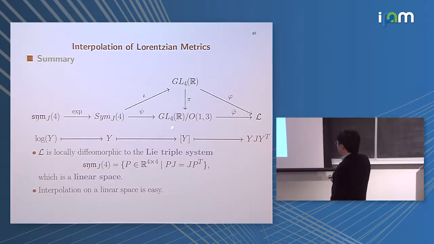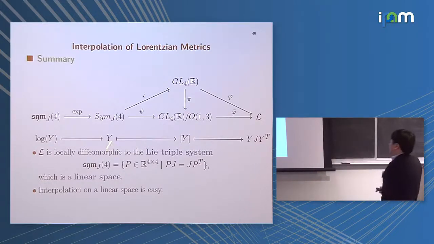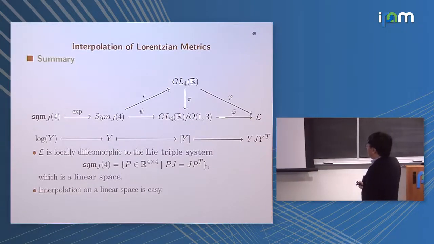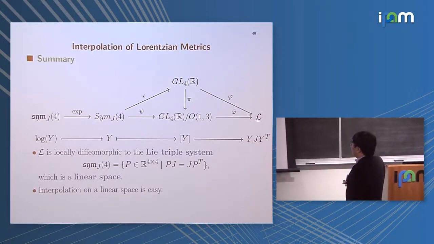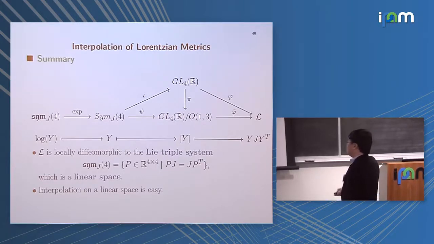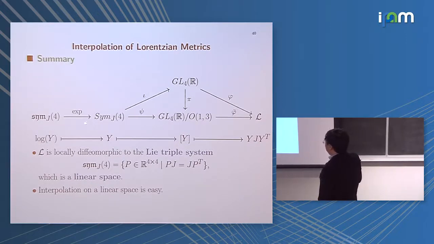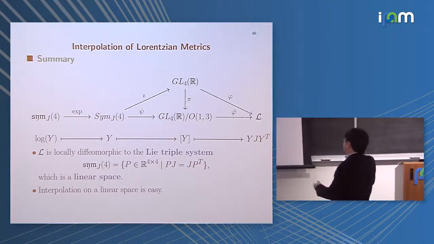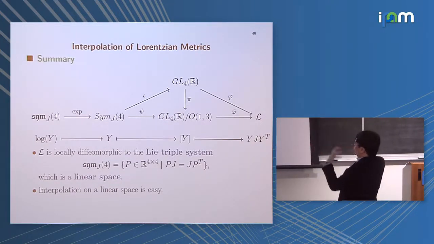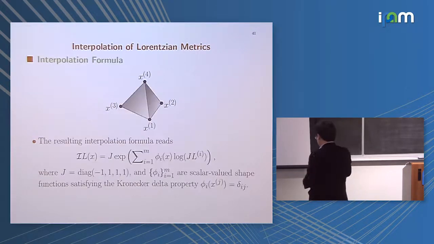Which in turn is associated with this equivalence class of matrices in the quotient space, and that's related to a specific Lorentzian metric. So you just have to check that all these maps are local diffeomorphisms, and when you do that, you have a local diffeomorphism between the Lie triple system and the Lorentzian metrics. Then you take all the data in the Lorentzian metrics, pull it back to the Lie triple system, do the interpolation there, and then move back, right? So that's basically what's happening.